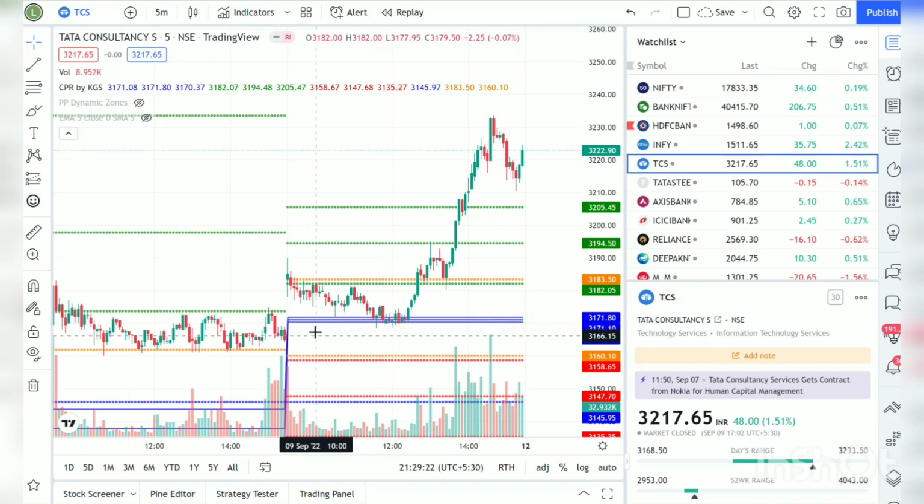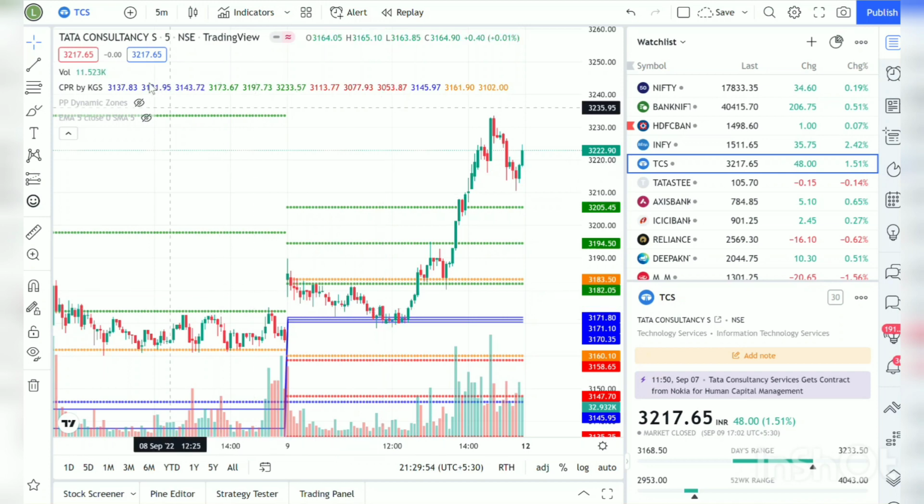If it has opened between CPR and first support, then in that case the first support can be your stop loss, right? So this indicator gives us a good support, and shows where we can trade. As soon as it crosses the first resistance, it has given a good up move. It retested and again gave a move. So in intraday trade you can use these levels as support and resistance. That will definitely help you.